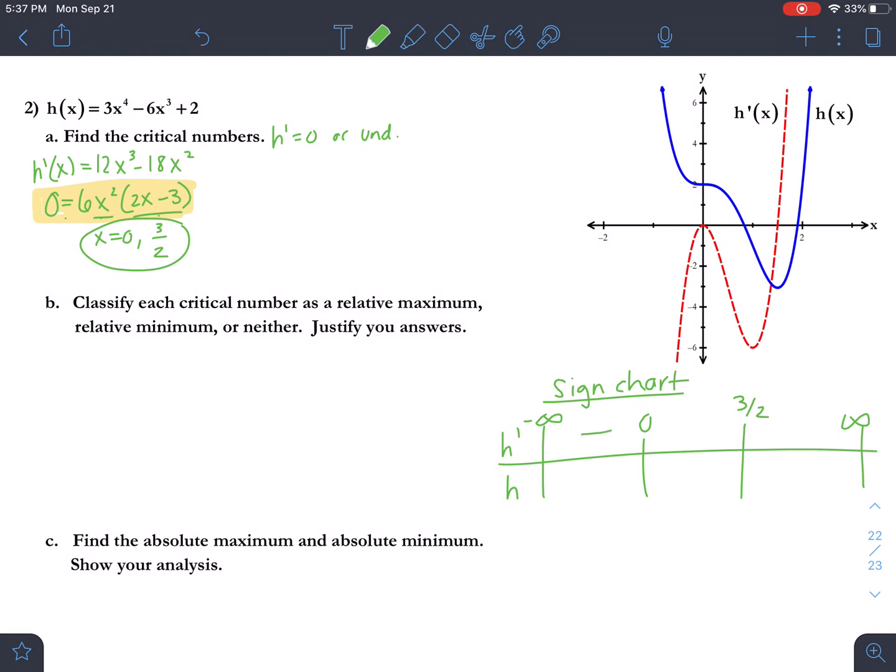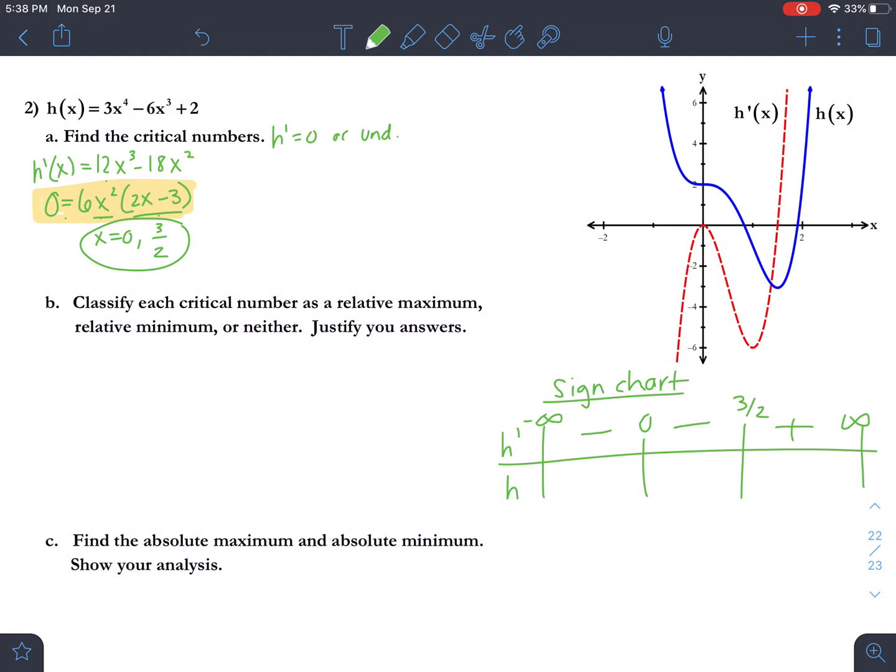How about something between 0 and 3 halves? Maybe x equals 1. Well, x equals 1 would be 6 times 1 squared, times 2 times 1 minus 3. That would be 6 times a positive times a negative, which gives me another negative. So notice it doesn't have to alternate. And last but not least, what if I plug in something between 3 halves and infinity? You could plug in positive 25. That'd be 6 times a positive, which is a positive.